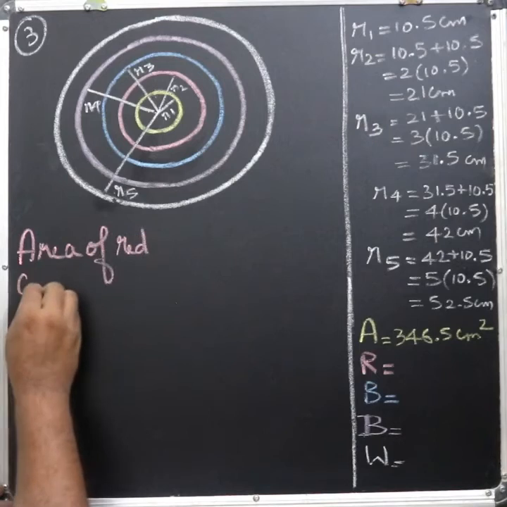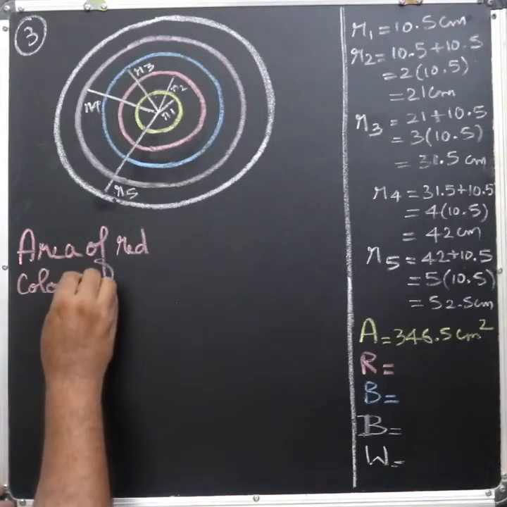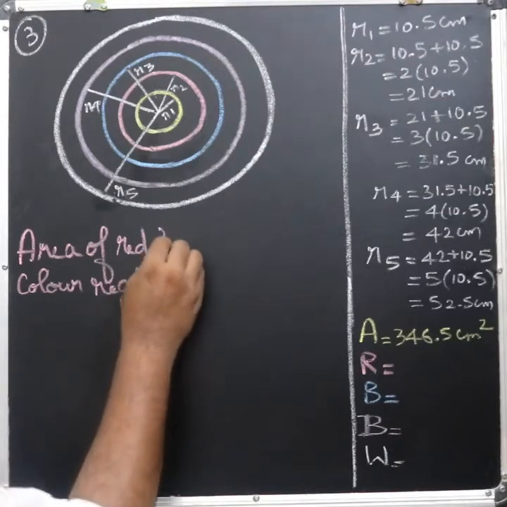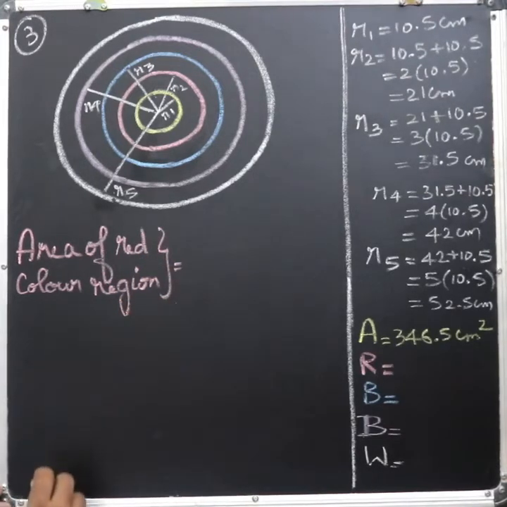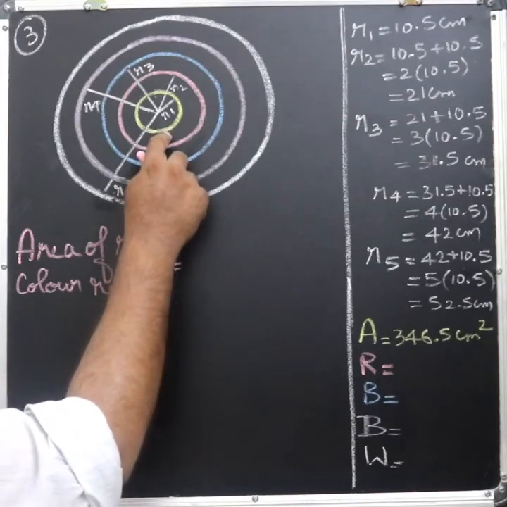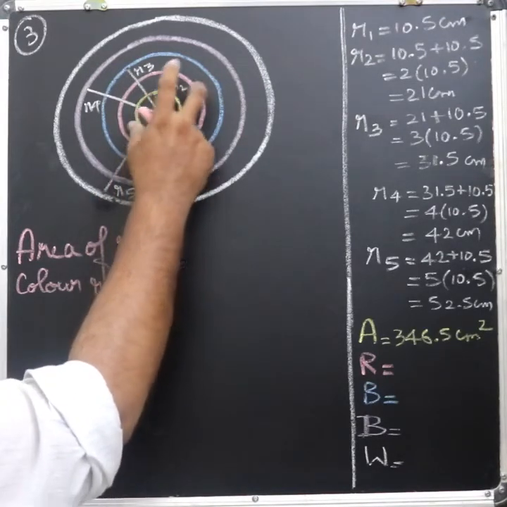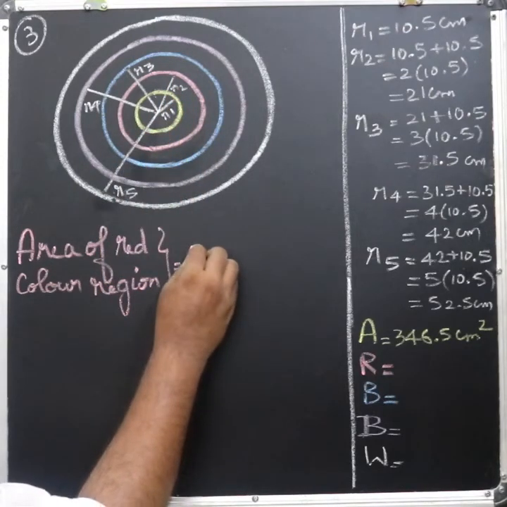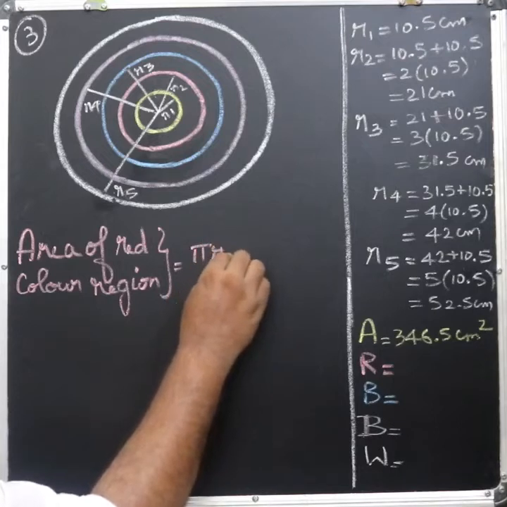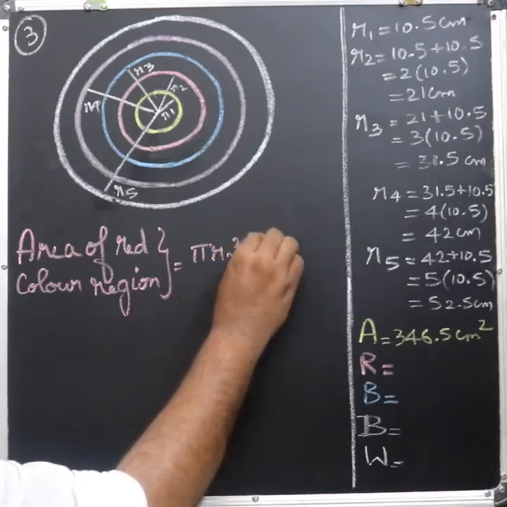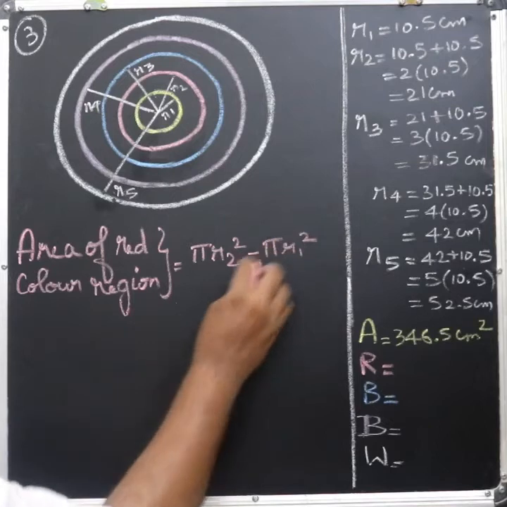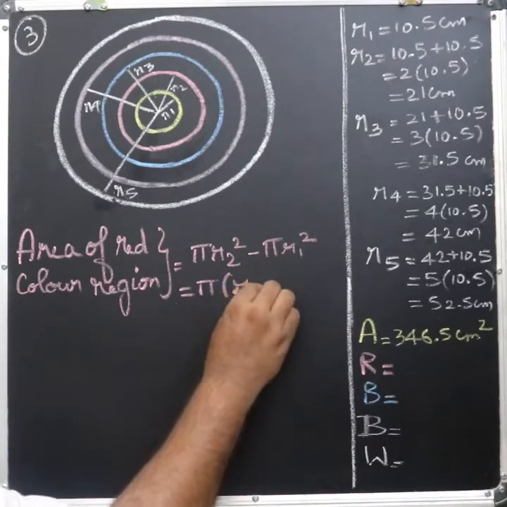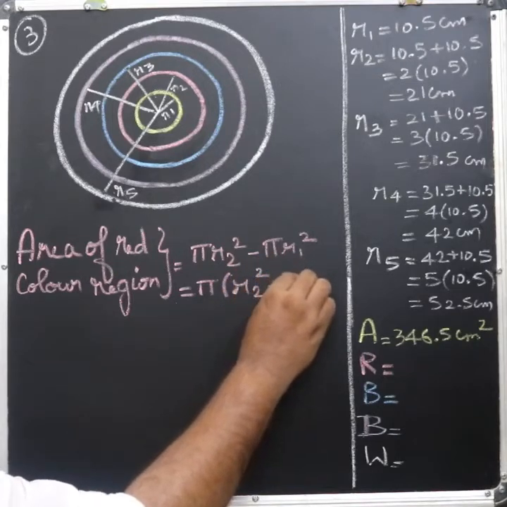Area of red color region is given by. Now to find area of red color region, from the area of that second circle, you have to subtract the area of the first circle, that is pi r2 squared minus pi r1 squared. When you pull out that pi commonly outside, we are going to have pi into r2 squared minus r1 squared.